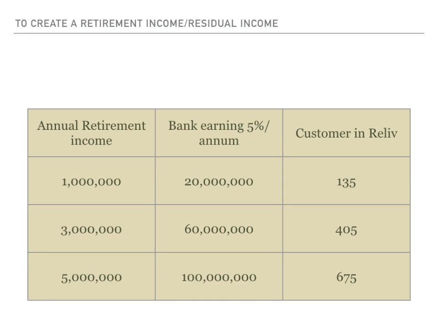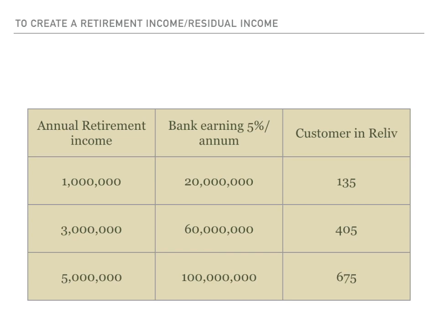Now let's say 1 million is too small for you. I need 3 million a year. Then you need 60 million in the bank. And you need 4 or 5 customers in Relief. This will probably take me 2 years. But still, which is easier to do? 4 or 5 customers, or 60 million? And so on and so forth.